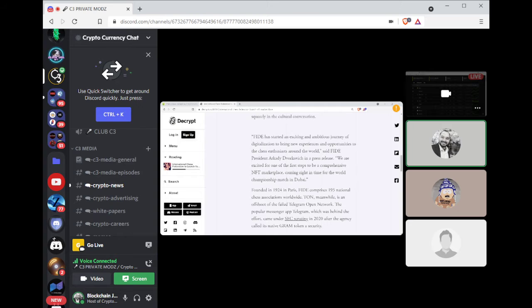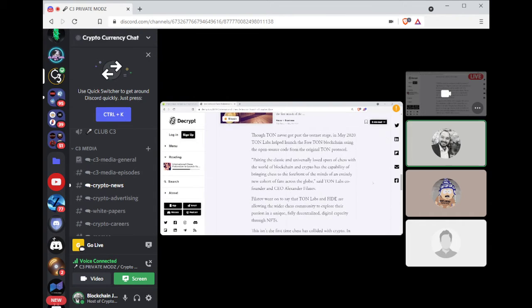Tun, meanwhile, is an offshoot of the failed Telegram Open Network. The popular messenger app Telegram, which was behind the effort, came under SEC scrutiny in 2020 after the agency called its native Gram token a security. Though Tun never got past the testnet stages, in May 2020 Tun Labs helped launch the free Tun blockchain using the open source code from the original Tun protocol.